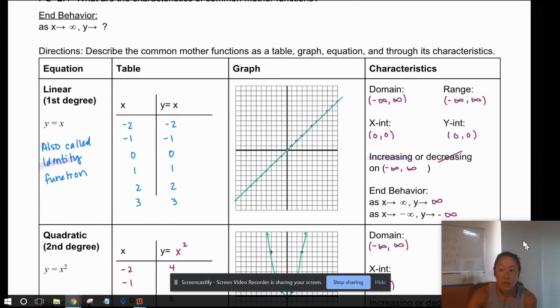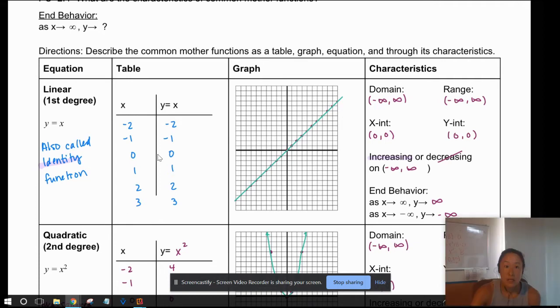So linear function is also called the identity function. The reason why is when you plug in a value, you get out exactly the same value. It makes a straight line. The domain is all real numbers or negative infinity to infinity, and we use parentheses. Same with the range, negative infinity to infinity.